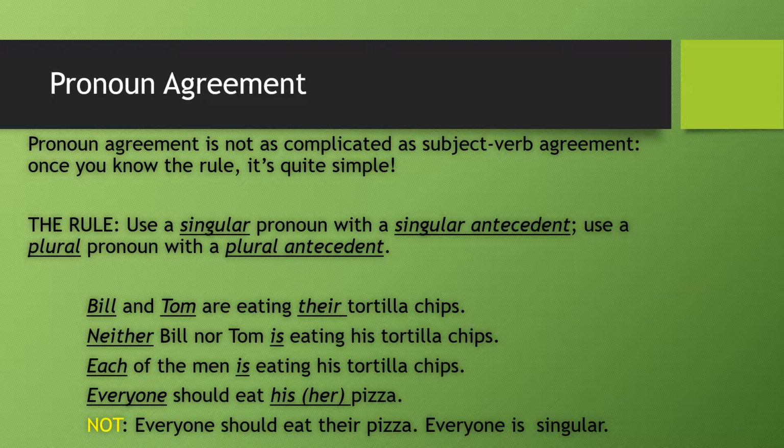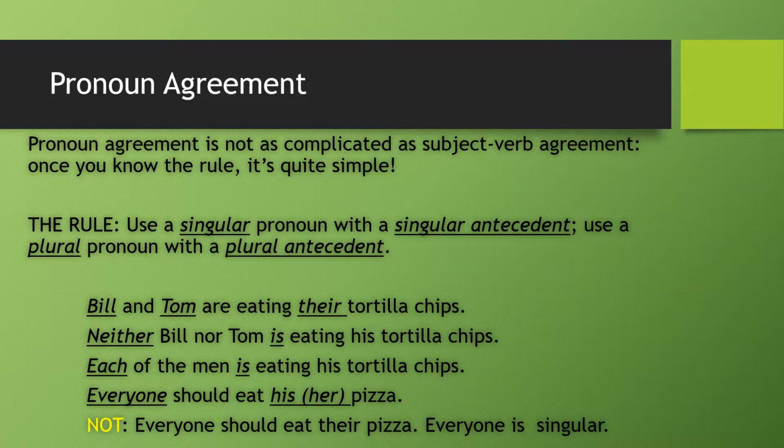In the first sentence, we've got a compound subject, Bill and Tom. So that's a plural subject that would use the plural verb are. And then later in the sentence, we have the pronoun that is referring back to the subject. And since Bill and Tom is a compound subject, which makes it plural, then we would use a plural pronoun there. Bill and Tom are eating their tortilla chips.